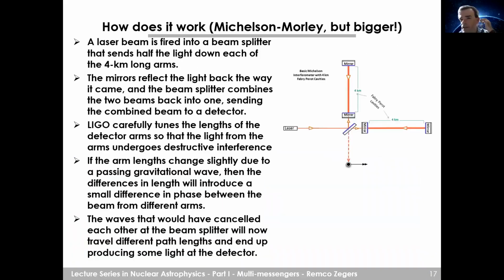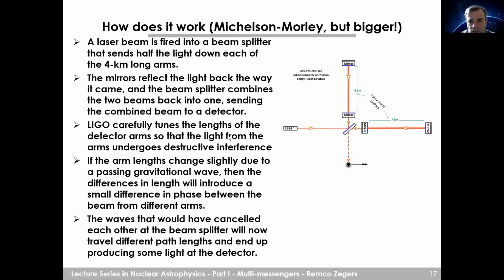I don't know if you have seen this in one of your physics classes, but it's based on the Michelson-Morley principle. It's just much bigger. The right-hand side here shows basically the Michelson-Morley setup. We have a laser coming from the left, and it gets split here. Some of the light goes to the top, and then it's sent backward, and some of it goes through this mirror, goes over here and then turns back. The mirrors reflect the light back the way it came. The beam splitter combines the two beams back into one, sending it to a detector. And this detector is sitting right here.